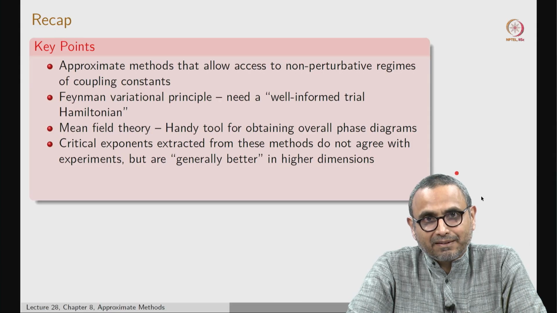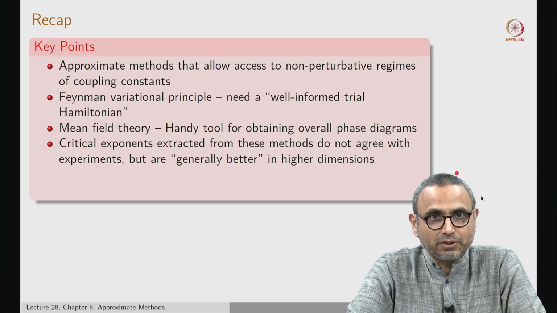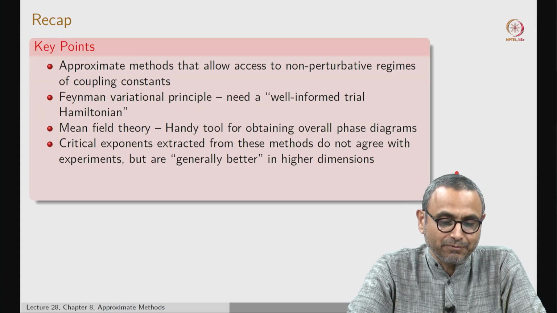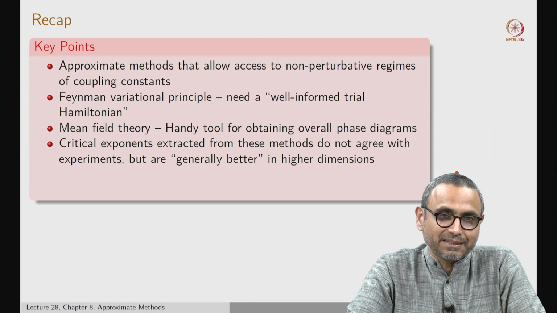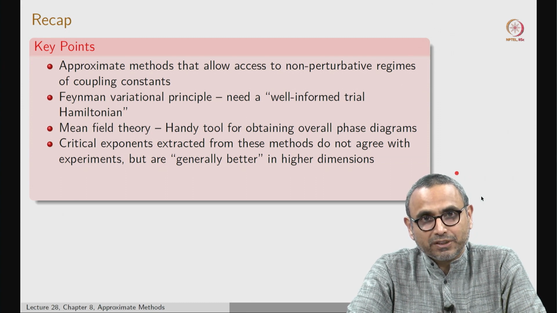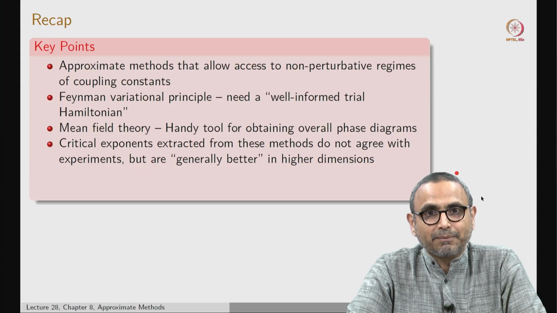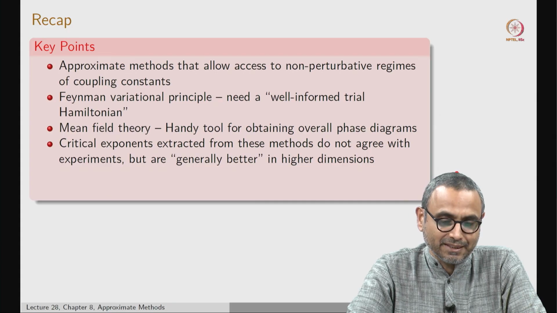The main message that we got by the study of the Ising model using these methods, both the Feynman variational principle as well as mean field theory, is that we do get critical exponents which are close but not exactly equal to the experimental critical exponents in higher dimensions. In lower dimensions, both these methods fail quite badly. This is because it predicts that there is a broken symmetry phase, say for example in one dimension, which we know from the exact solution does not exist.